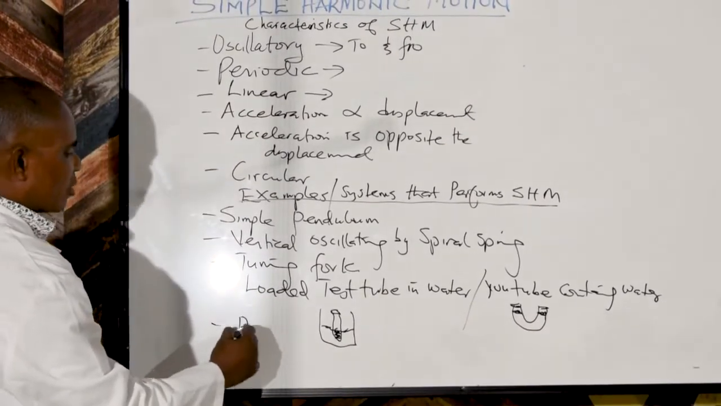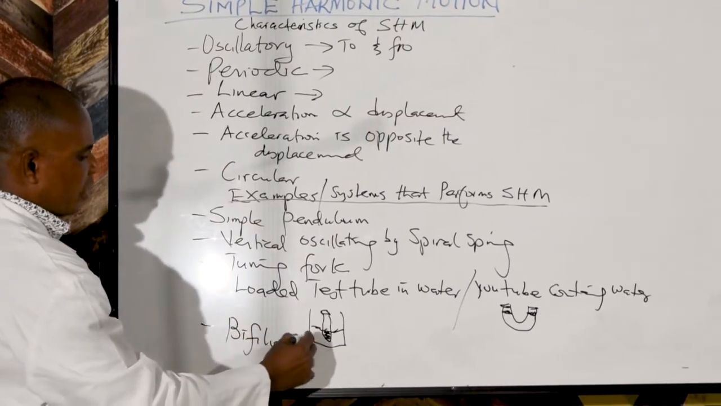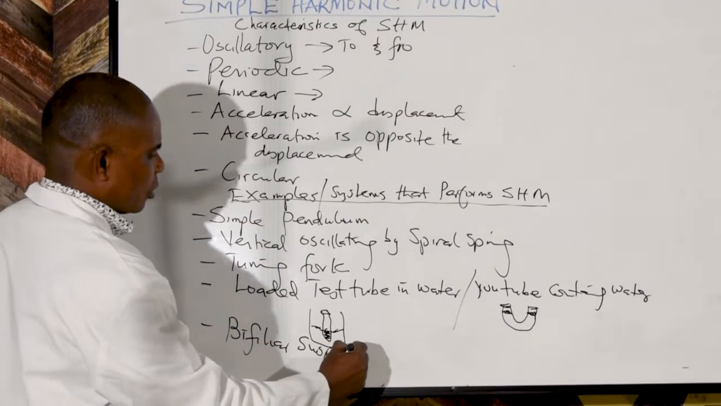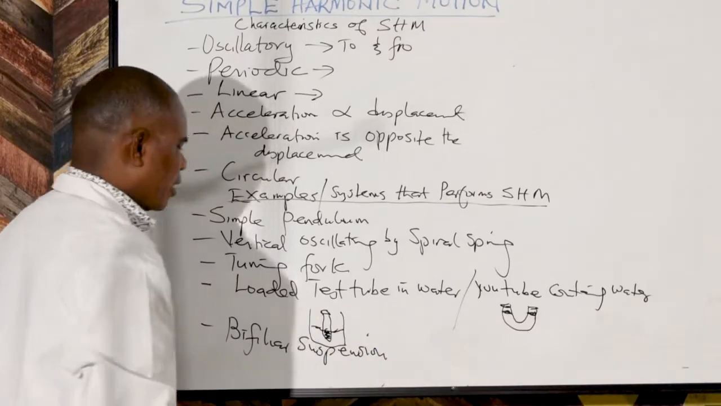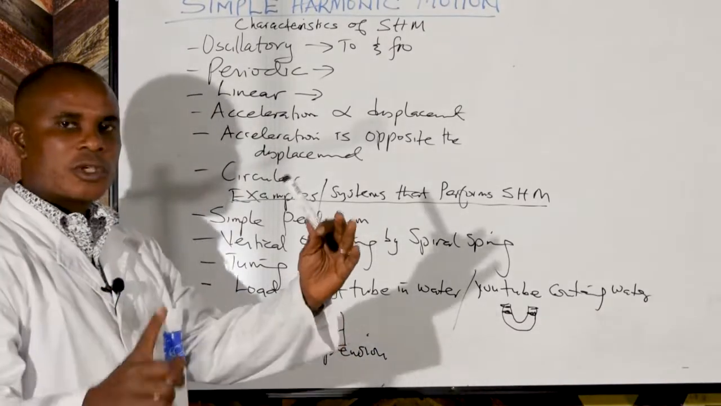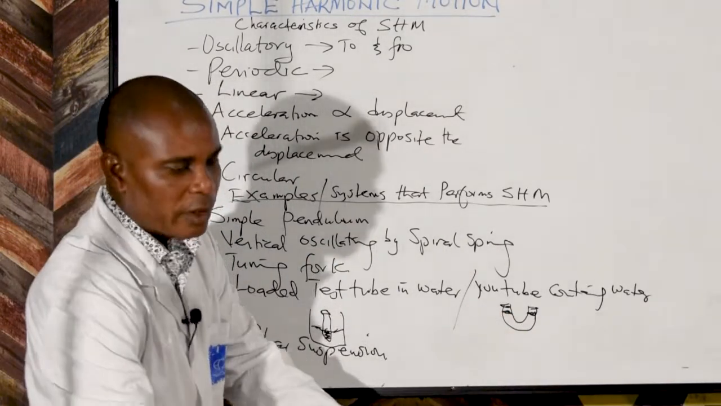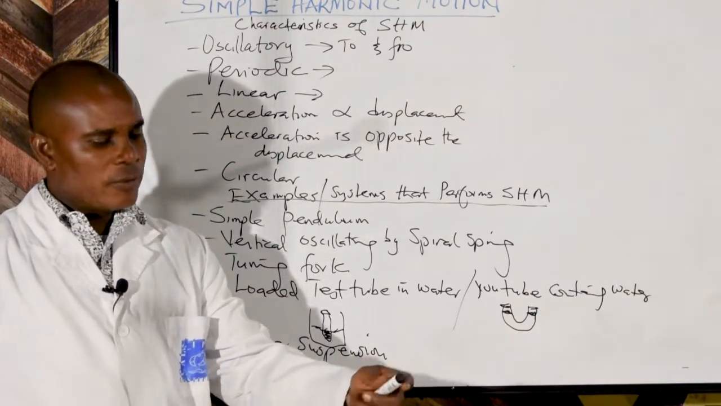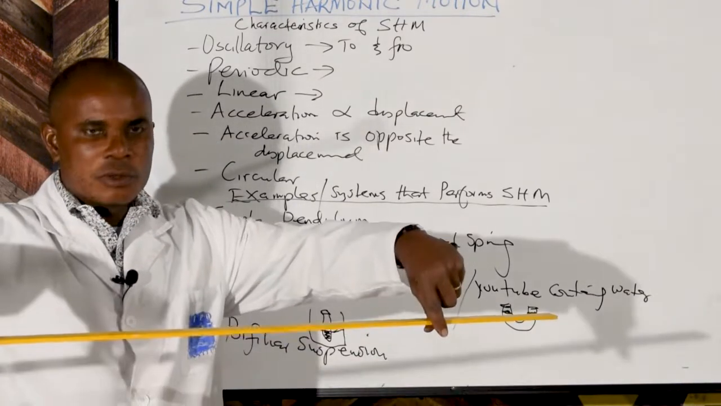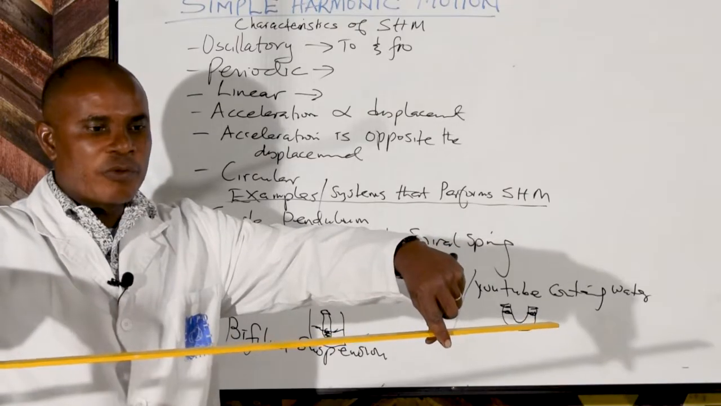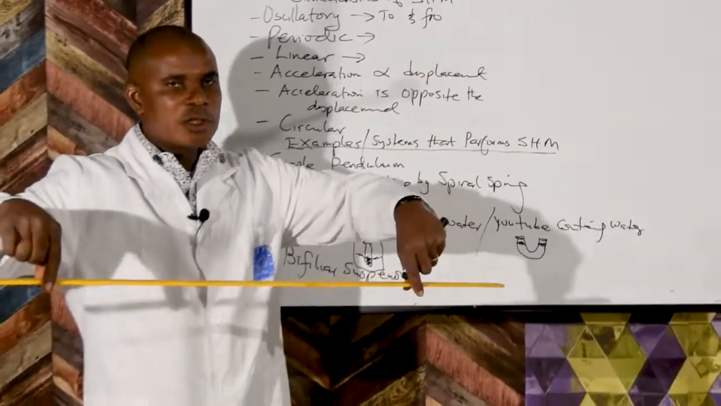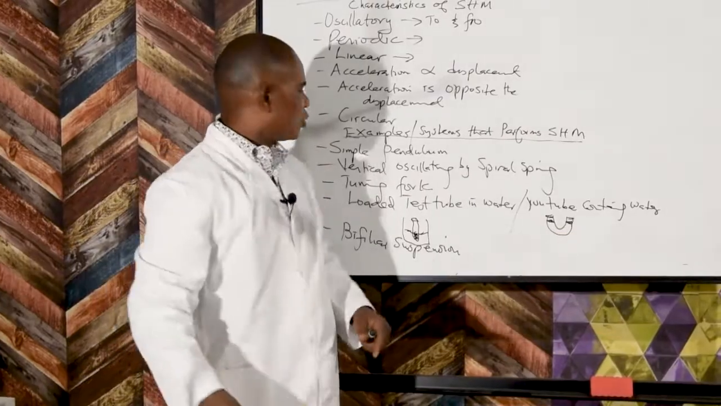And you have bifilar suspension. You will see all of this very soon. Bi means two strings suspending. So you have a metal rod with a string on it, and this metal rod performs oscillatory motion. That's bifilar suspension. I will show you as I move along.